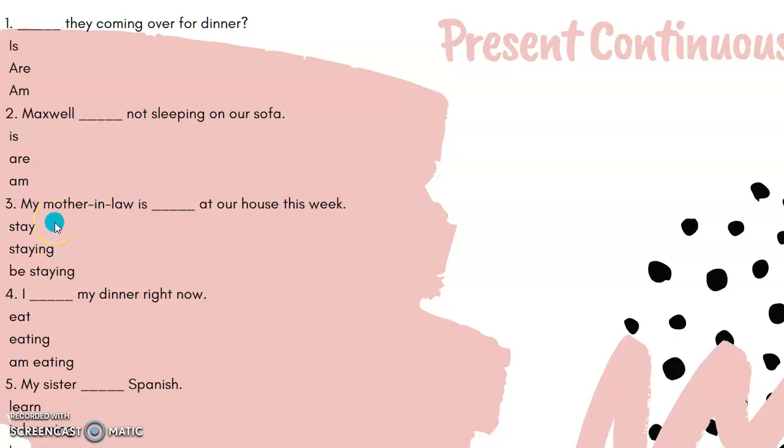And another example, my mother-in-law is. So here I have to choose the verb with ing, the correct one. I cannot use stay because stay does not have the ing. I cannot use the last one because I have already used the verb to be, that is. And the second one is the correct one. So my sentence is, my mother-in-law is staying at our house this week.